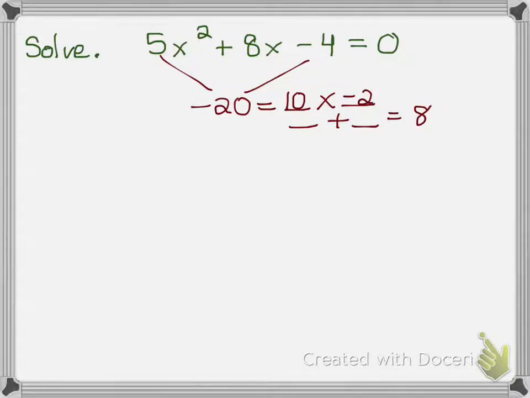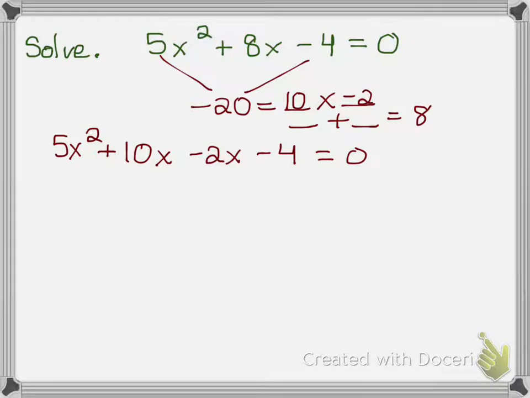So I'm going to go ahead and write all my terms out. My first term, which is 5x squared. And since my two numbers are 10 and negative 2, I'm going to write plus 10x minus 2x. And the last term, which is that minus 4, equal to 0.